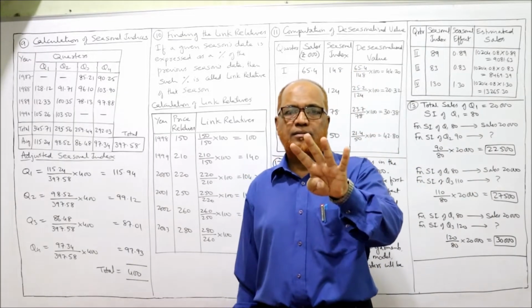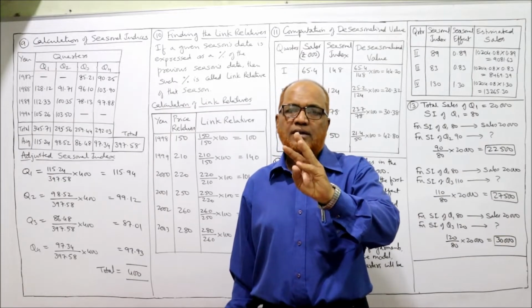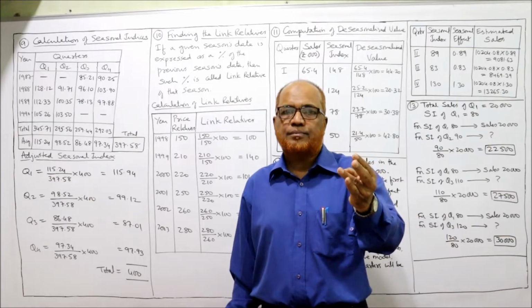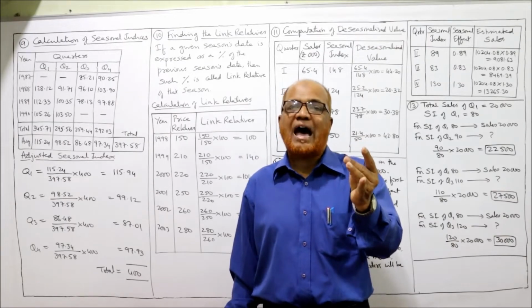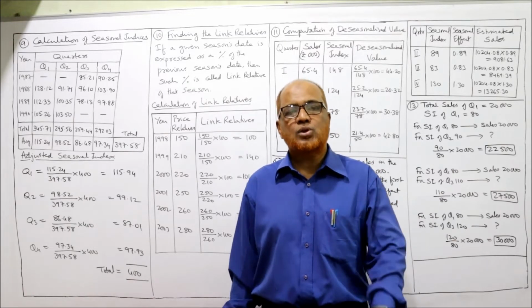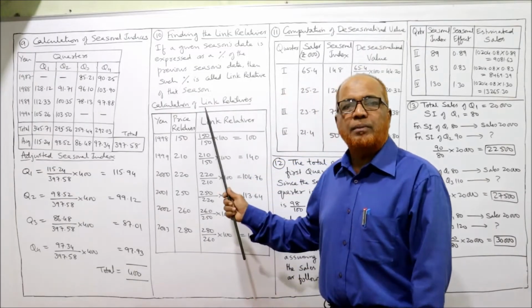There are 4 methods in seasonal indices. First, simple average method. Second, percentage to trend method or ratio to trend method. Third one, ratio to moving averages method. Last one, link relative method. So the last few problems I am going to do on link relative method. So what do you mean by link relative?